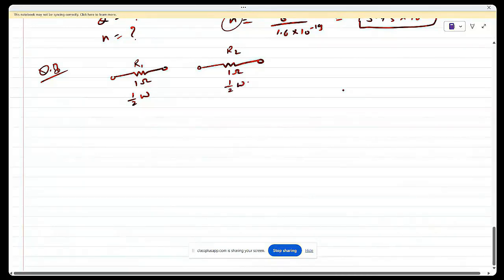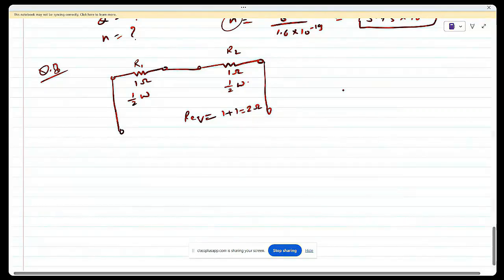Now the question is asking, they are connected in series. R1 and R2 are connected in series. What will be the total resistance? So what will be the R equivalent? Series connection means what? 1 plus 1 means what? 2 ohm. And power, if power will be 1, we get the answer is 2 ohm.